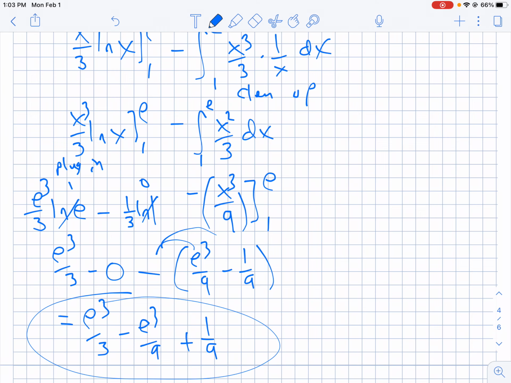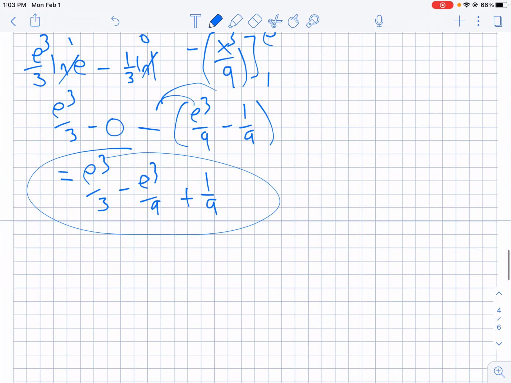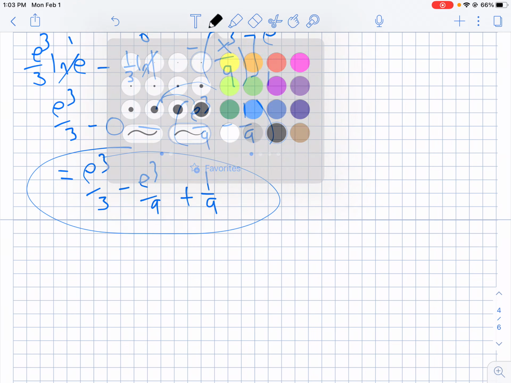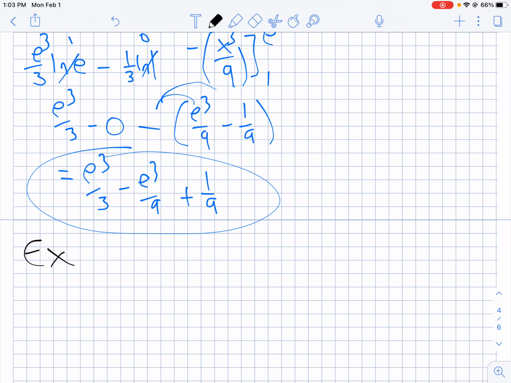So that's an example of a definite integral with integration by parts. Let's take a look at another example, and this will be our last one in this video. I'm going to give you a little table here.